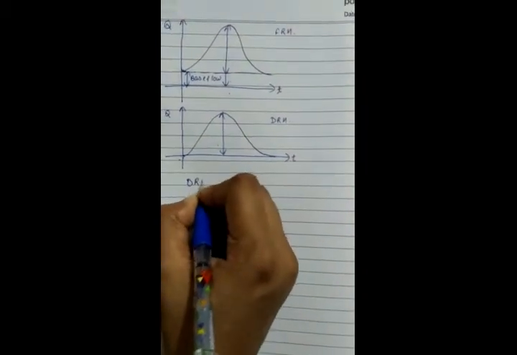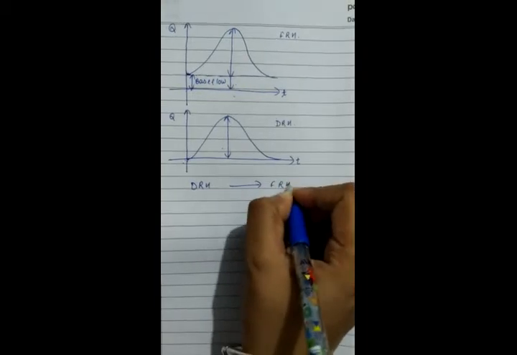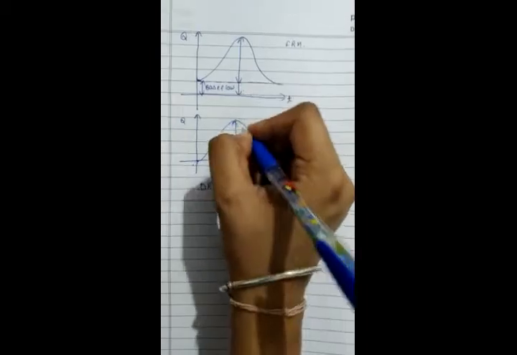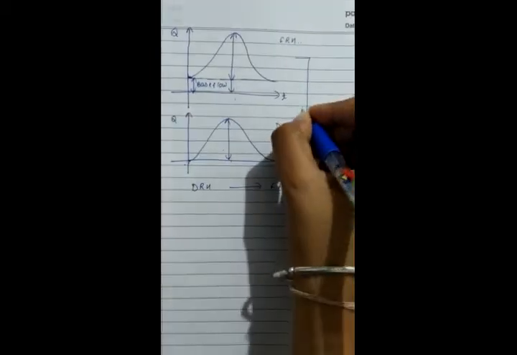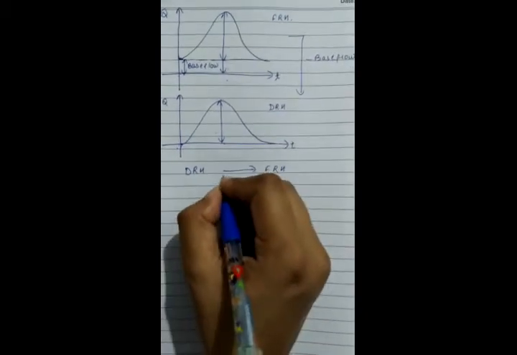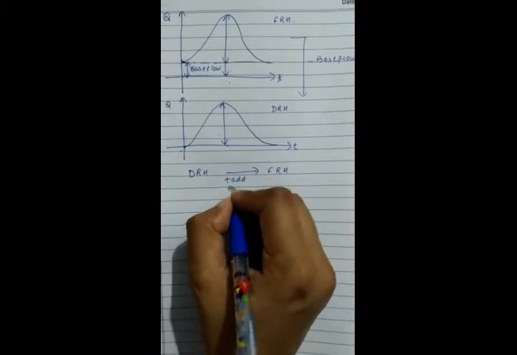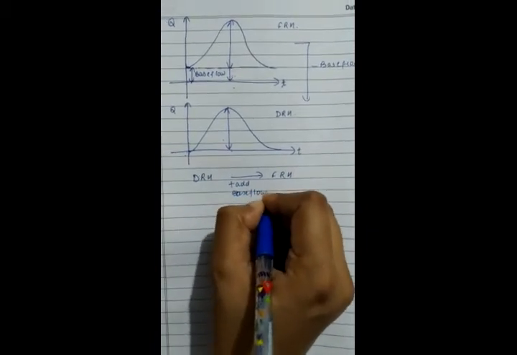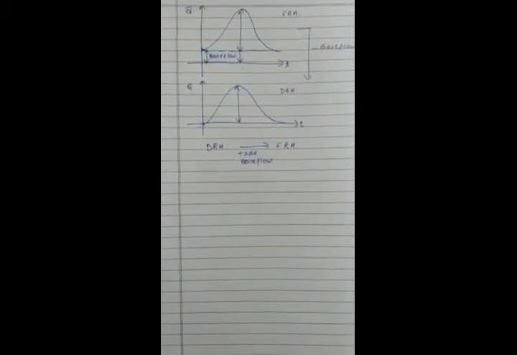Now wherever you are asked to convert a DRH to an FRH, always remember, what you have to do? Add the base flow. Going from FRH to DRH is nothing but minus base flow. So for DRH to FRH, what you have to do? Add the base flow. So I hope this one is clear.